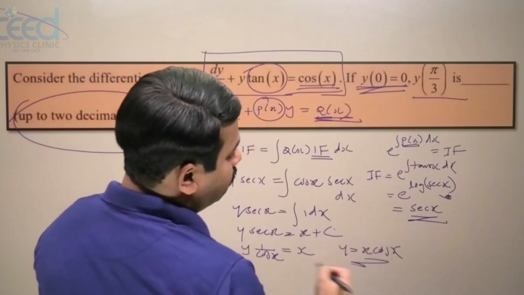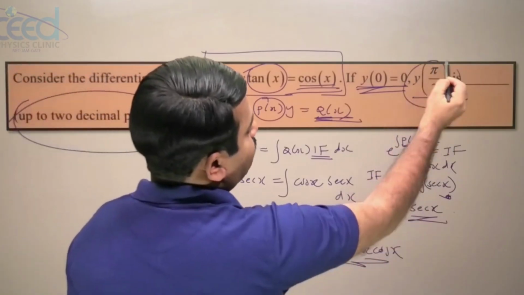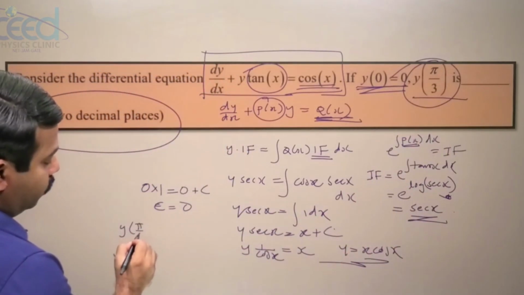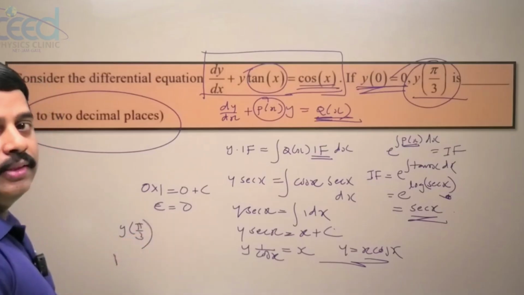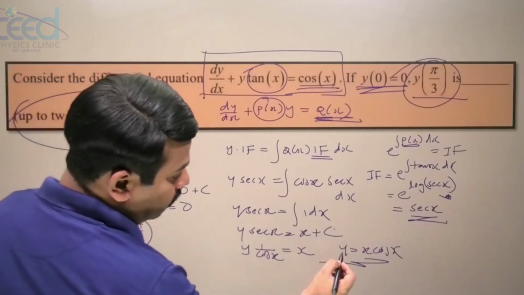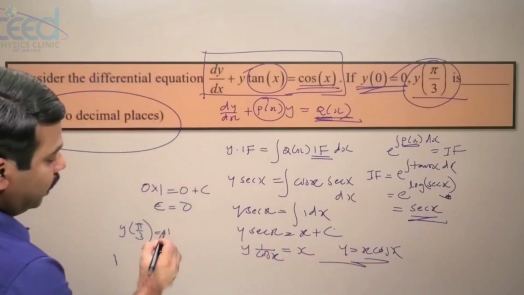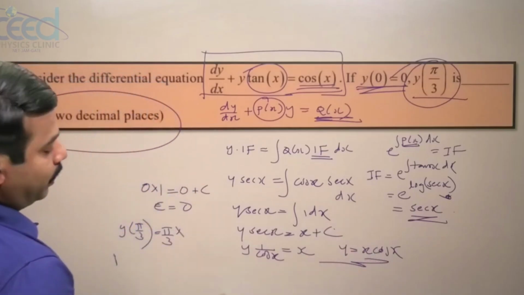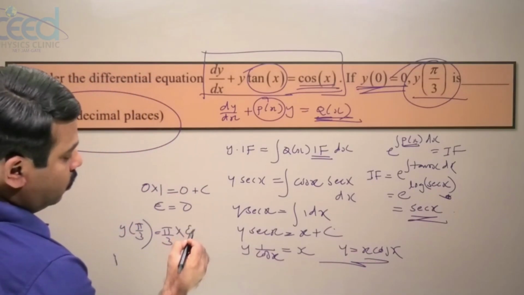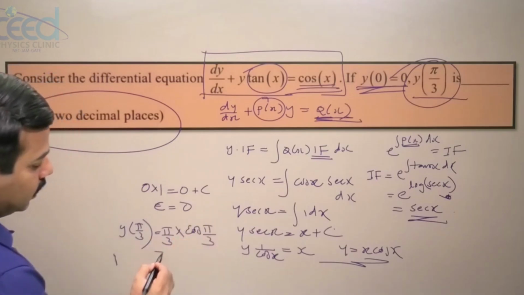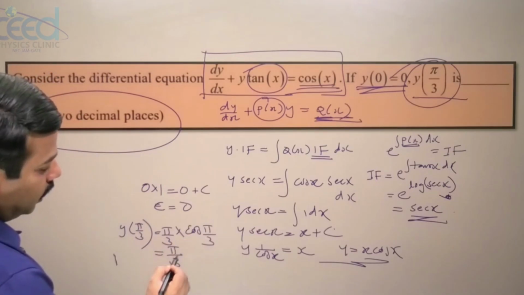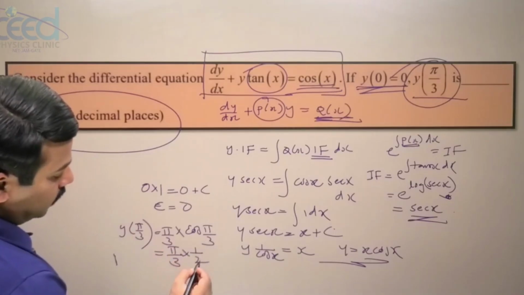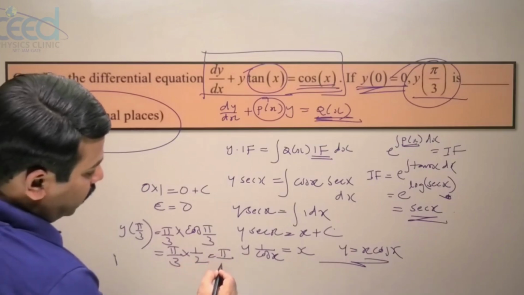Then y is equal to x cos x. Now we need y(π/3). Put x = π/3 into x cos x, so π/3 times cos(π/3). Cos(π/3), that is cos 60, is 1 by 2. Then π/3 times 1/2 gives π/6 as the answer.